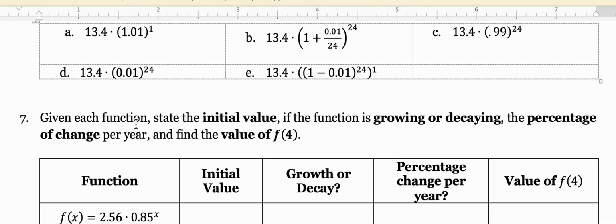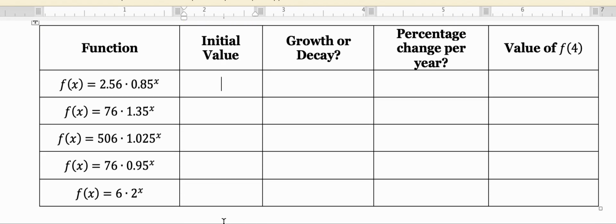Okay, so given each function, state the initial value, if the function is growing or decaying, and the percentage of change. And then it wants you to find it if your input has the value of 4. Okay, so the initial value, this is pretty easy for you guys, 2.56. Okay, I'm just going to write it out. 506. We all know it's the A part of the formula or equation.